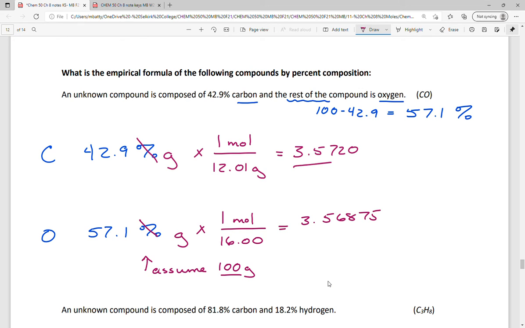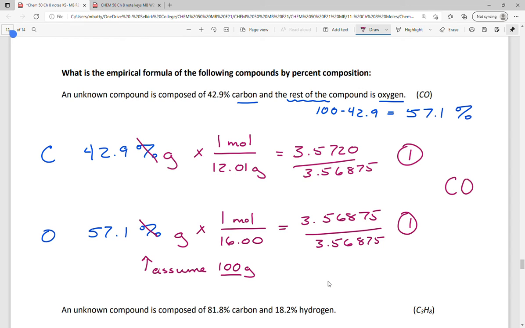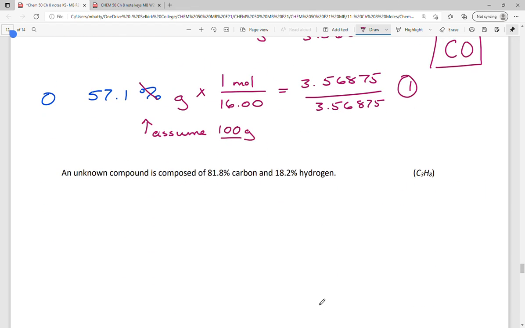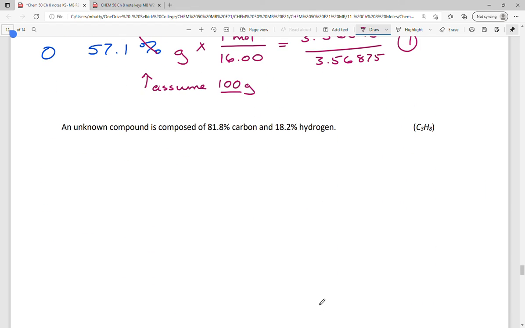very close numbers, but always we're dividing by the smallest. Close counts, but if it's really not close, then you're going to have to clear a fraction. In both of these cases, it's very, very close to 1. And so this is what allows us to come up with the empirical formula for this compound as CO, or carbon monoxide.